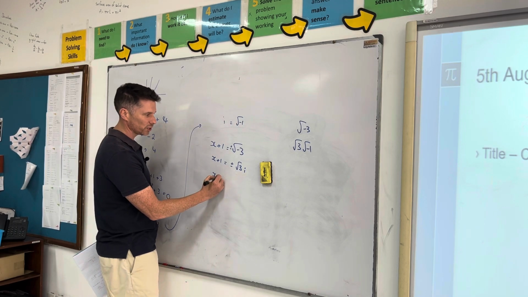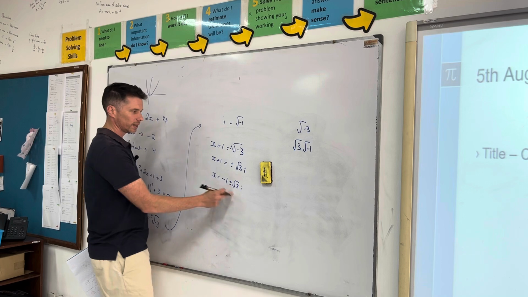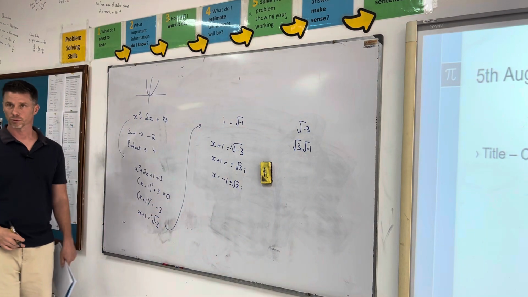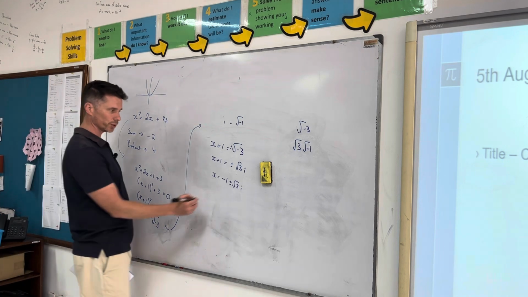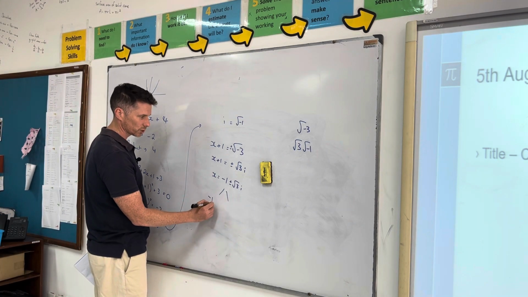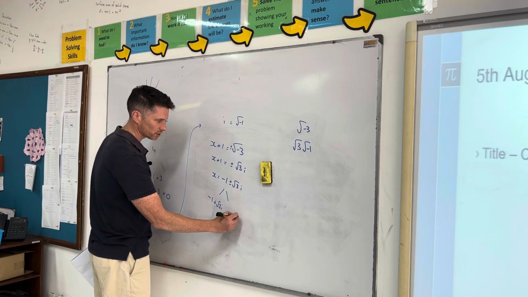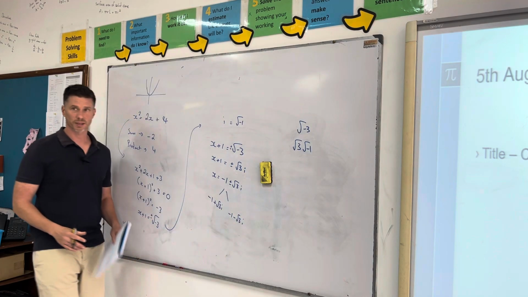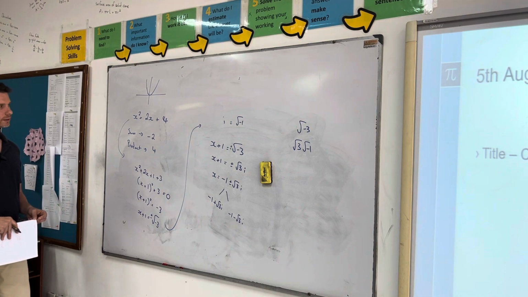And now I can finish that, and that's -1 plus or minus root 3i. And that is the roots of this equation. There are two roots. One is with the plus and one is with the minus. So minus 1 plus root 3i is one root, and minus 1 minus root 3i is another root.